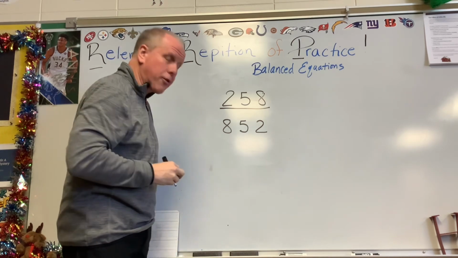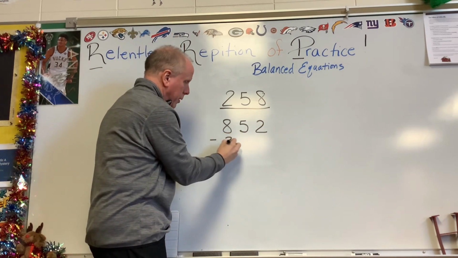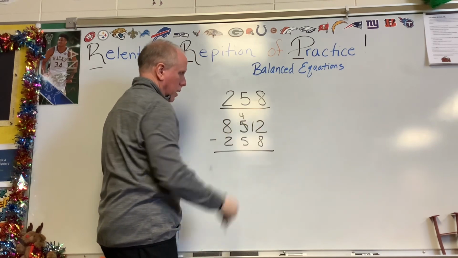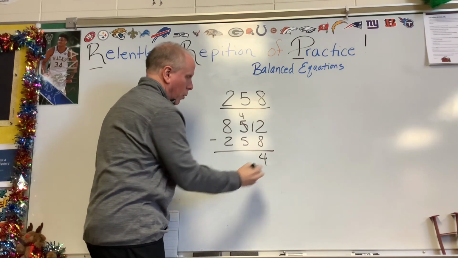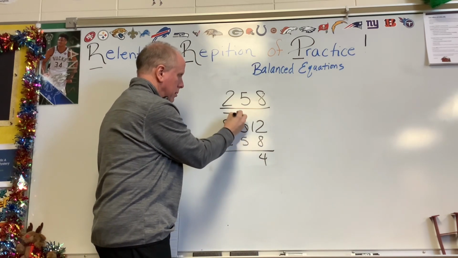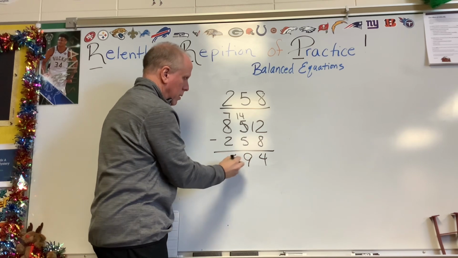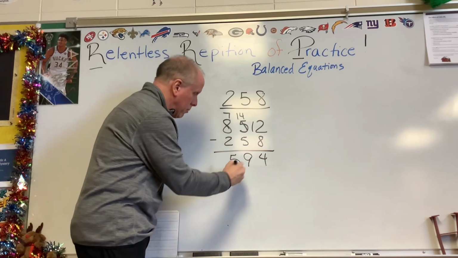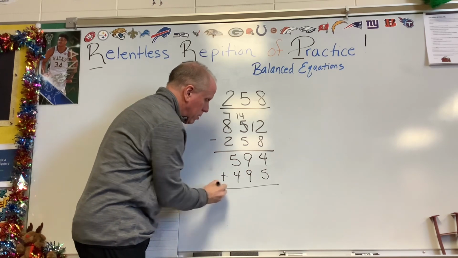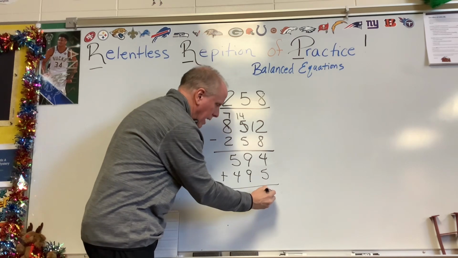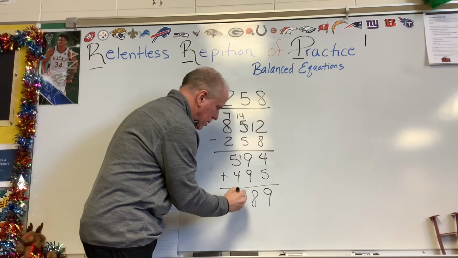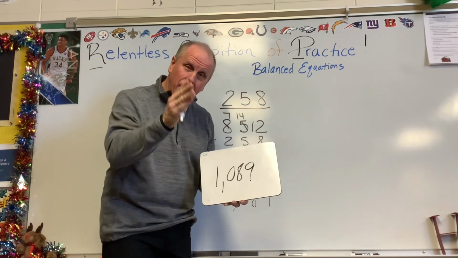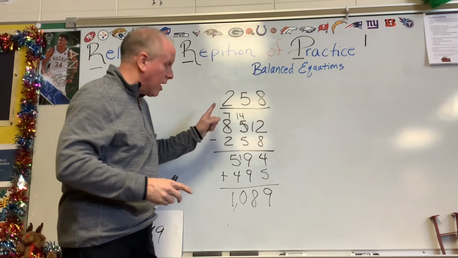Now let's subtract the reverse, 258. 12 minus 8 is 4, and so on. We come up with 594. Now we have to add the reverse and add that up. We have 9, 18, and ladies and gentlemen, 1089. Try that.